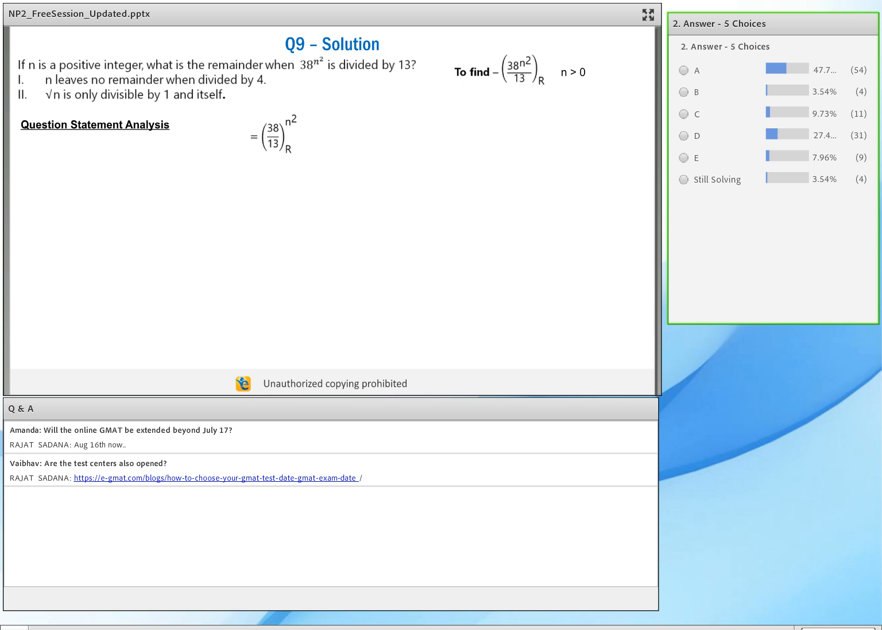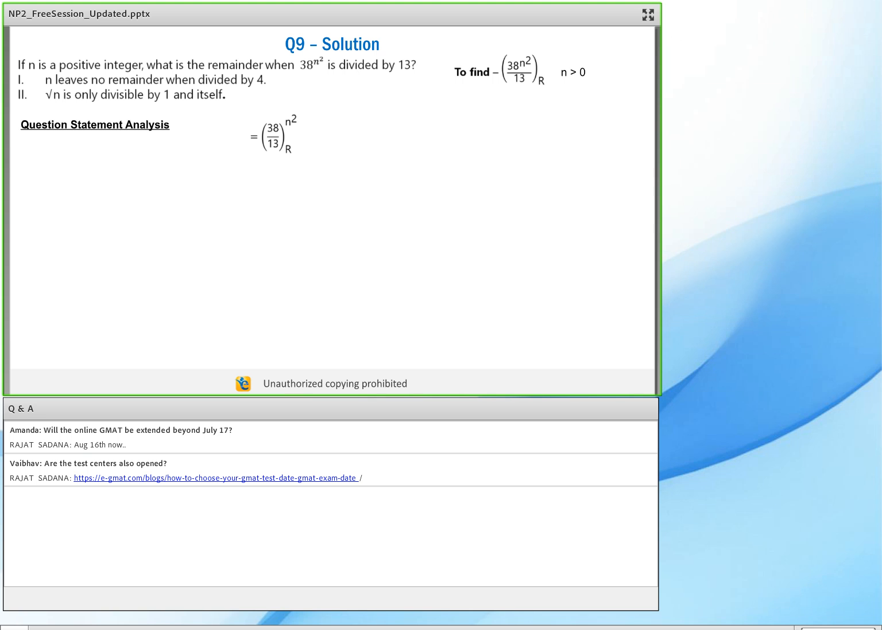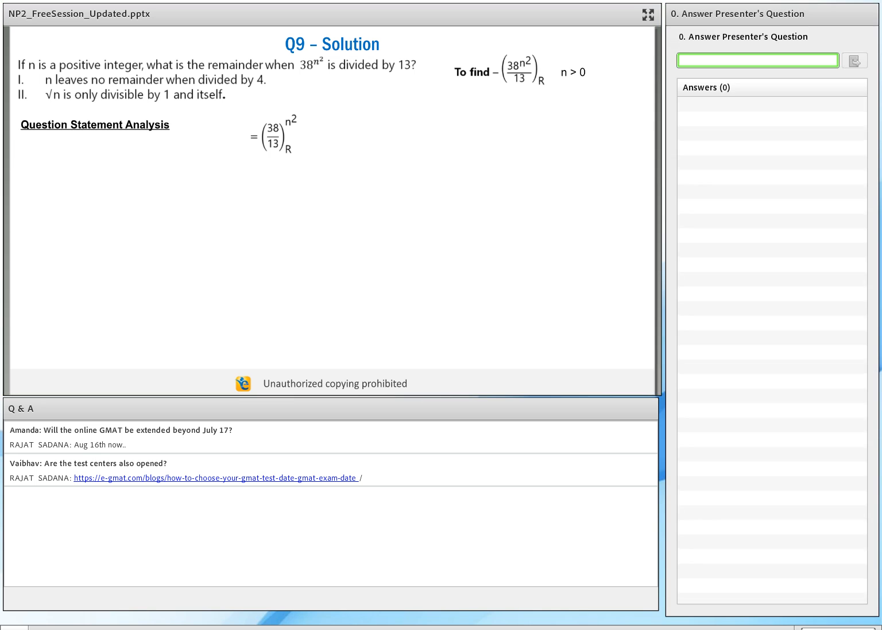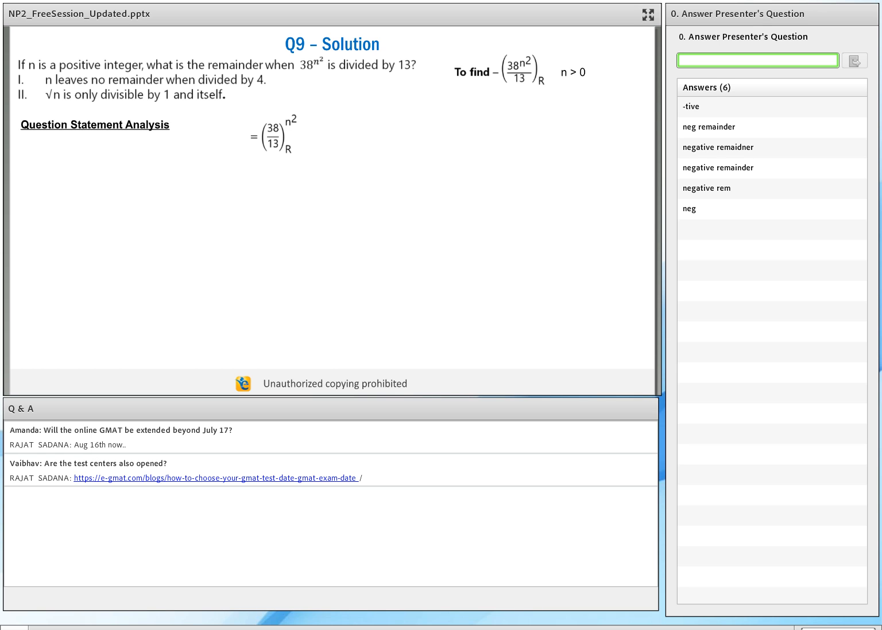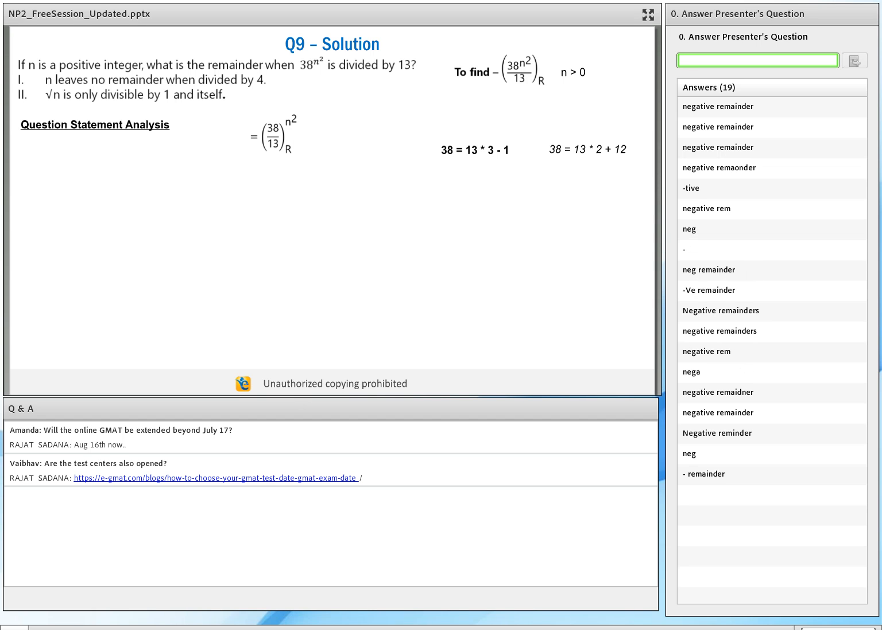The first thing you're going to use over here is you say, hey, it's 38, it's 13. I'm going to use the concept of negative remainders. I'm going to express 38 as 13 times 3 minus 1. We don't want to use the positive remainders concept. So when I do that, I get my remainder as minus 1 to the power n square.